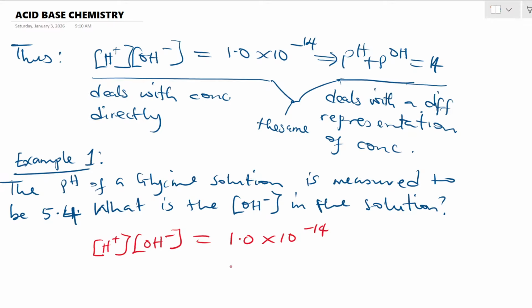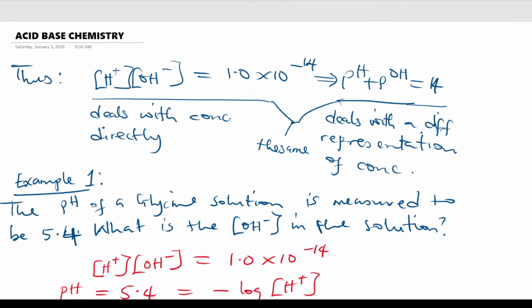Now, in this question, we do have the pH as what? 5.4. And we say that the pH is equal to minus log, right? So the definition is clear in this. The next thing you want to do is to go ahead and take the antilog. All of this you will see in the next page.